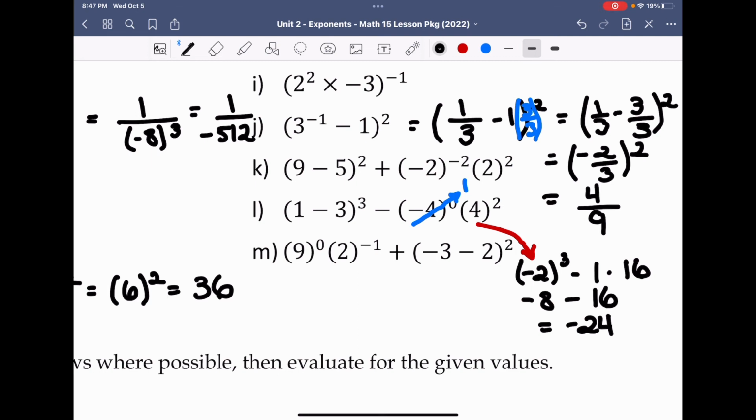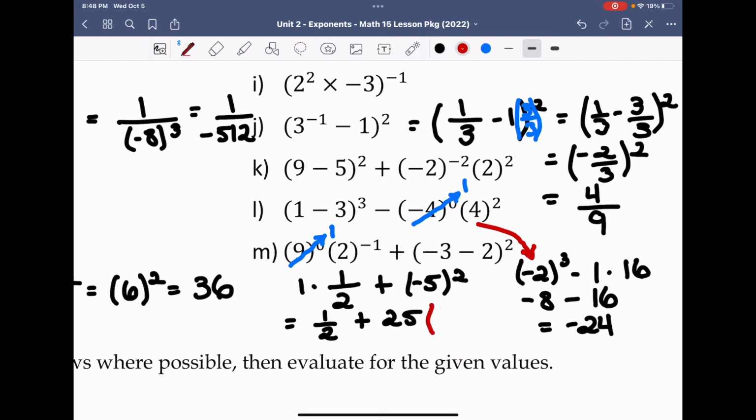Now, finally, I'm going to go through M here. If I have this M question, well, first of all, I'm saying anything to the power of 0 is 1. So I have 1 times 2 to the negative 1 moves my base to the denominator, plus negative 3 minus 2 is negative 5 squared. This is equal to 1/2 plus negative 5 squared is 25. Now I need a common denominator.